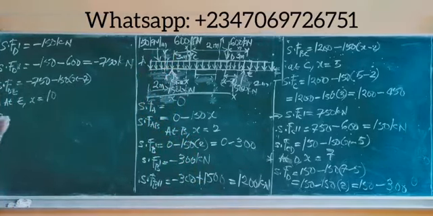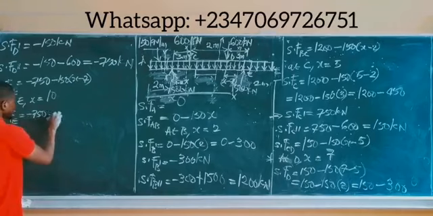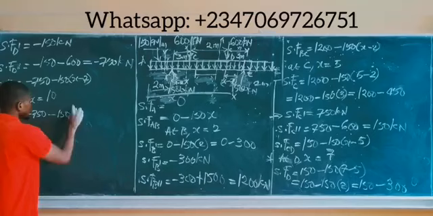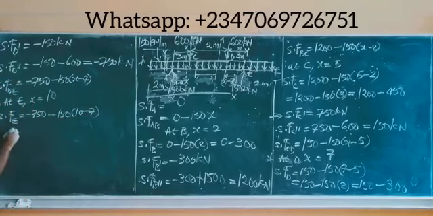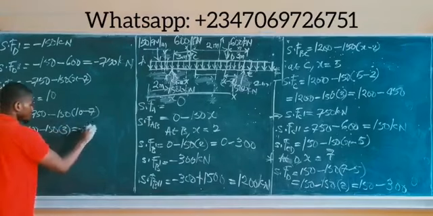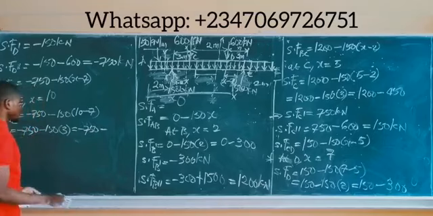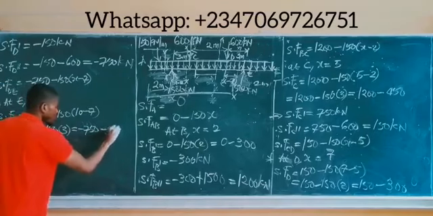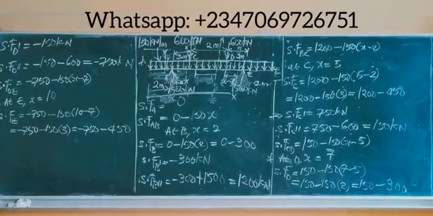Therefore, shear force at E is equal to minus 750 minus 150 into, in place of x, I will simply have 10 minus 7. And this is equal to minus 750 minus 150 into 10 minus 7, which is simply 3. That's minus 750 minus 450, since 150 times 3 gives us 450.